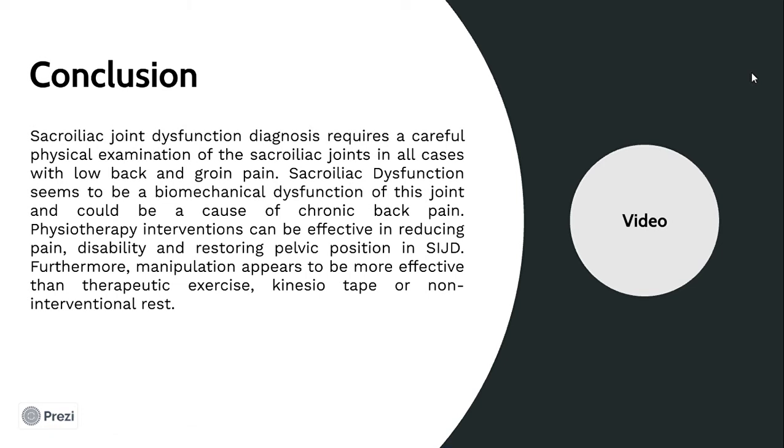Conclusion. Sacroiliac joint dysfunction diagnosis requires a careful physical examination of the sacroiliac joints in all cases with low back and groin pain. Sacroiliac dysfunction seems to be a biomechanical dysfunction of this joint and could be a cause of chronic back pain. Physiotherapy interventions can be effective in reducing pain, disability, and restoring pelvic position in sacroiliac joint dysfunction. Furthermore, manipulation appears to be more effective than therapeutic exercise, kinesiotape, or non-interventional rest.